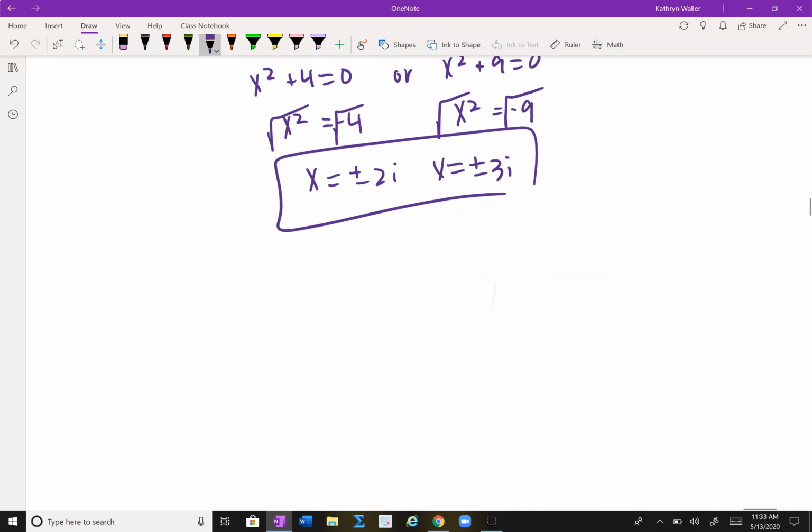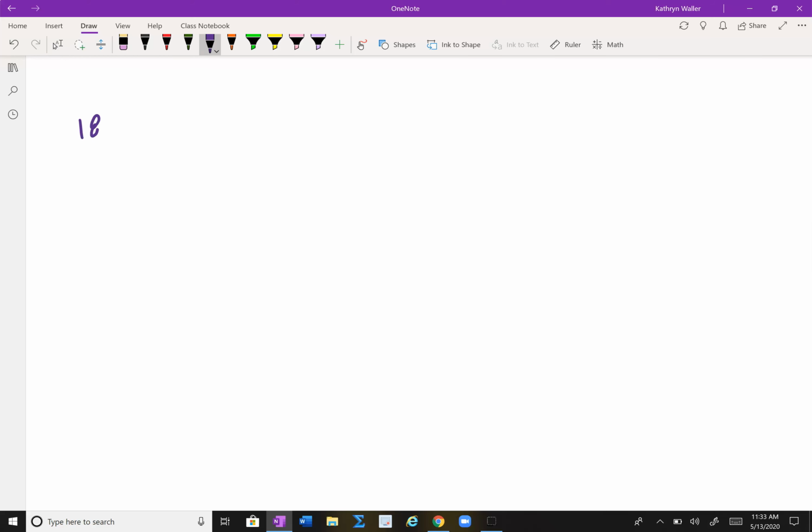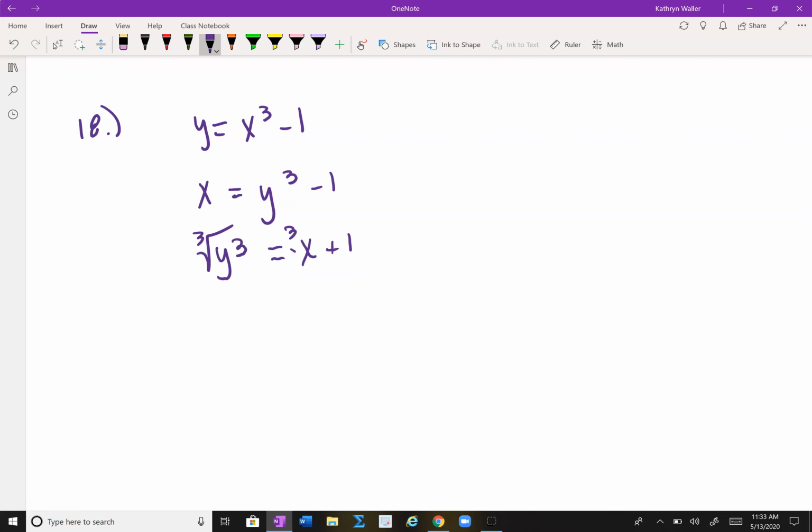Okay, number 18, find the inverse. So this is y equals x to the 3rd minus 1. So I'm going to write it as x equals y to the 3rd minus 1. And then I'm going to solve it. So the 1 comes over and becomes a positive. So I have y to the 3rd equals x plus 1. And then I cube root, and I get f inverse of x equals the cube root of x plus 1. That's it. And they want the domain of and the range of both.